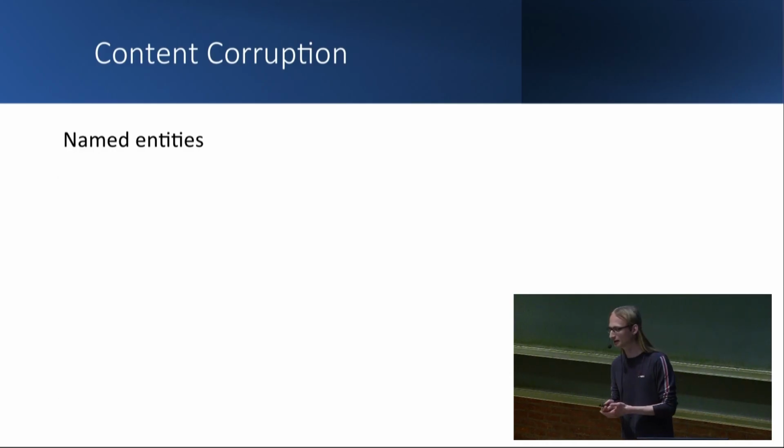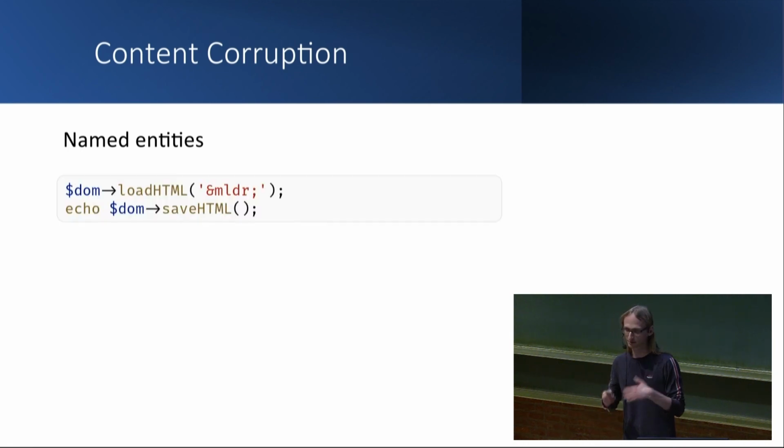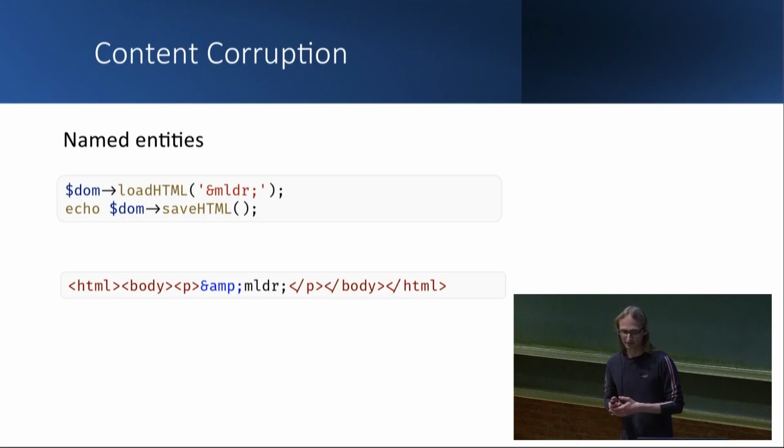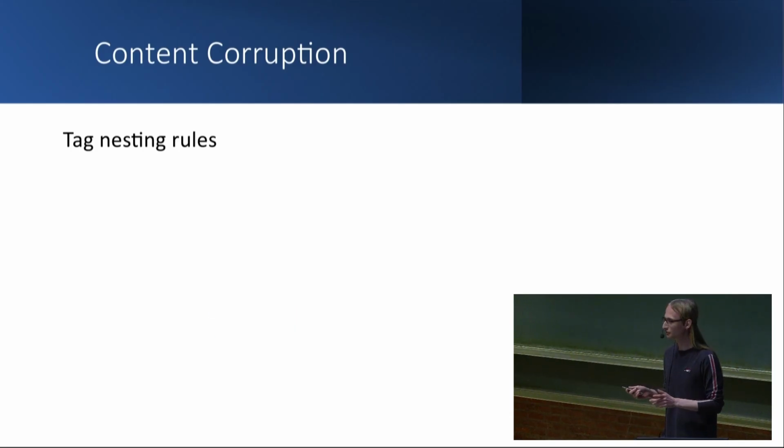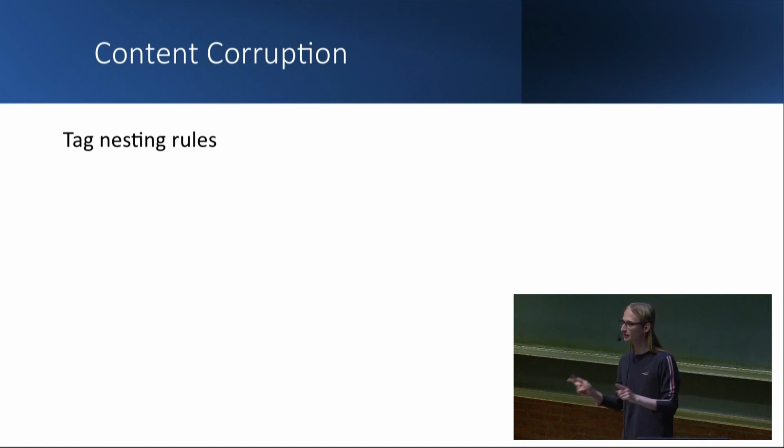Named entities. HTML5 comes with a whole bunch of extra named entities. One of these, I've just picked mldr here, which is just like triple dots in the middle. This didn't exist in HTML4, so what happens is, due to the ambiguous ampersand rule, it interprets the ampersand as a literal ampersand, so you get the ampersand escaped, and you just get mldr as text. And so the entity becomes corrupted, and you end up with a different document. But the best one is probably that there are different rules in HTML5 of which elements you can nest and which you cannot.